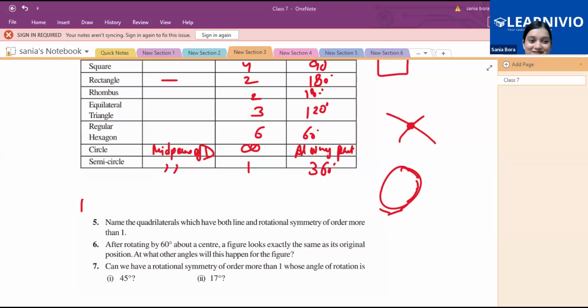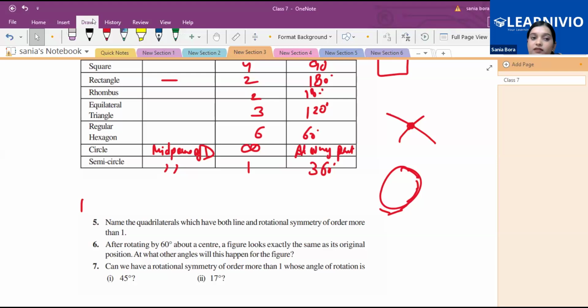Ma'am, the rotational symmetry of order more than one whose angle of rotation is 45, because 45 is a factor of 360, and to get a number which perfectly aligns with 360 will make enough turns. Okay, so 45 degrees is a factor of 360, 6, right, ma'am? So over here, 8. 45 has 8. And 17 one has? The figure is not a factor of 360, right? So whenever this type of question comes, it will not be possible. Yes, you have to try dividing it with 360.